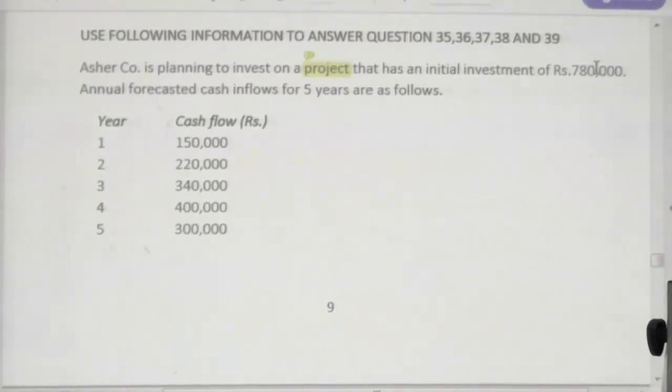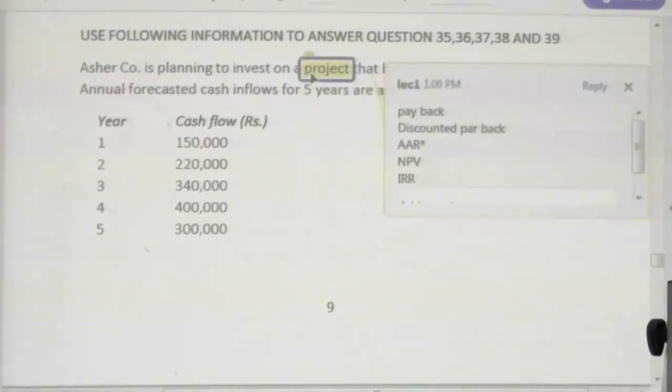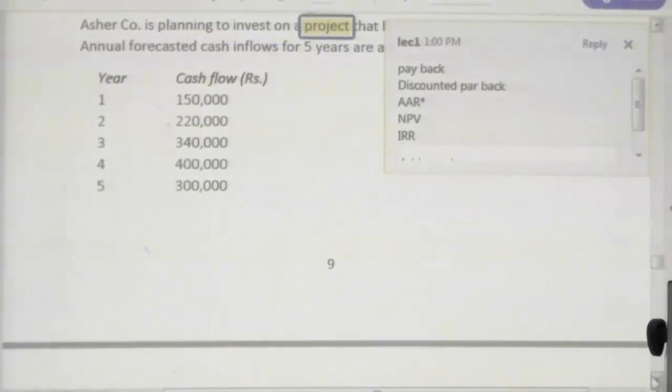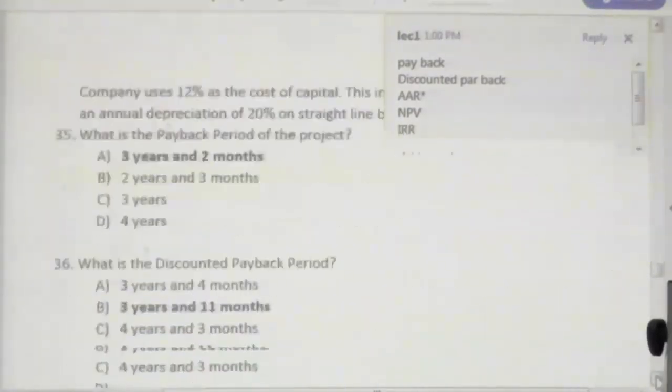Let's see what the examiner expects based on the answers. Then you can calculate NPV and you can calculate IRR. Without going to the answers, let's see the answers for all the 4 methods. How many methods did we discuss here? 5 methods. Let's try to calculate all these 5 methods. I think all these 5 questions are about all these 5 methods. Let's see the question. Number 1.